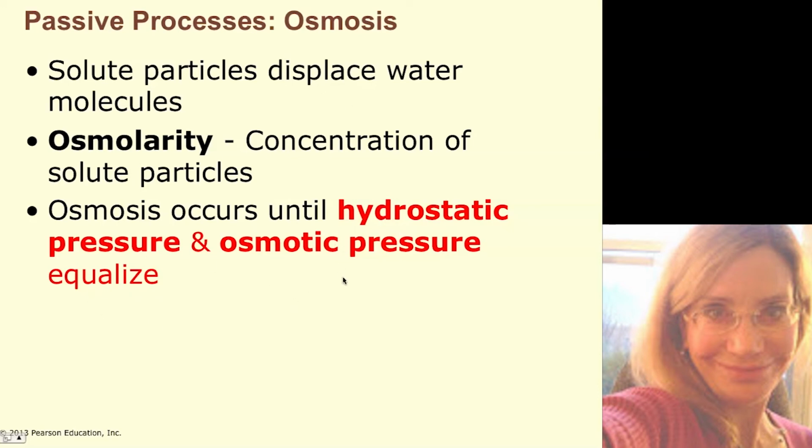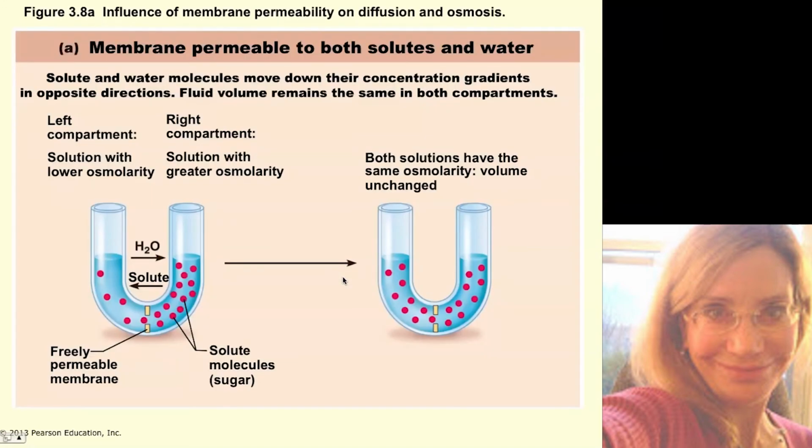And then there is osmotic pressure, which we're going to look at these. This is showing you a membrane that, right here, here's the freely permeable membrane to both solutes and water. So if you separate these two areas with a permeable membrane, here you have the amount of water is equal, you've got fewer solutes over here, and you have more solutes over on the right. Eventually, these will all equalize. They will go to equilibrium because both solutions now have the same osmolarity and the volume of the water will not change.